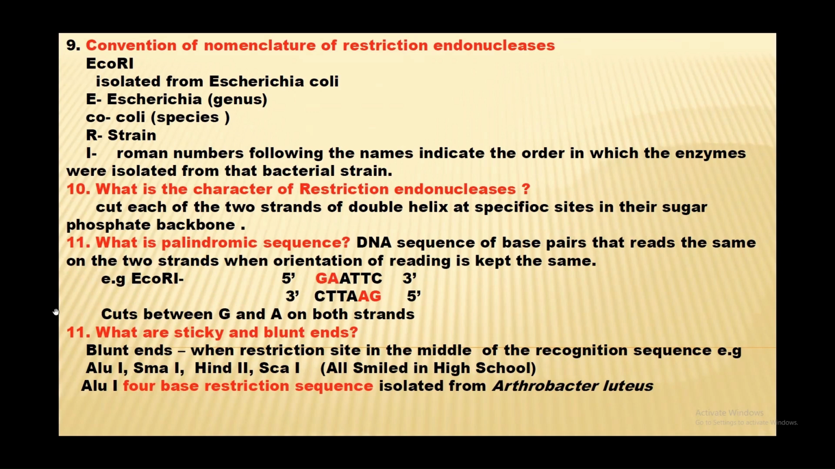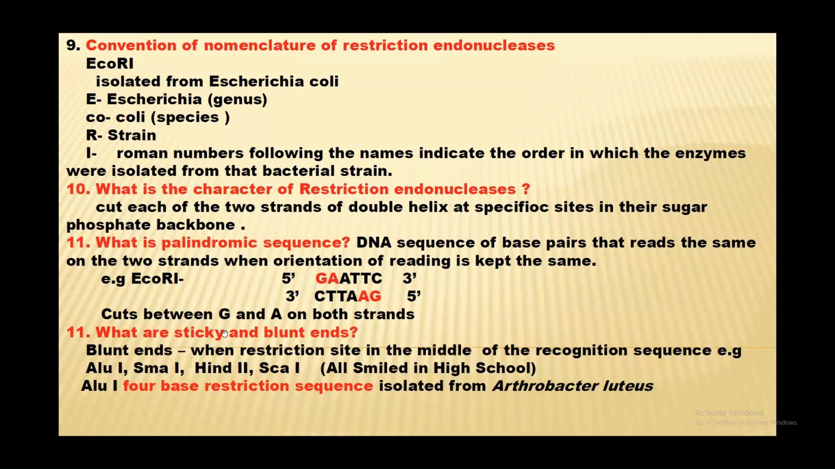The 11th point. What is a palindromic sequence? You all know palindromic sequence means the DNA sequence of base pairs that reads the same on the two strands when the orientation of reading is kept the same. Here one example is given. The enzyme which is isolated from E. coli bacteria can cut the DNA at specific sites with GAATTC. We are seeing the next strand of DNA from the backside.